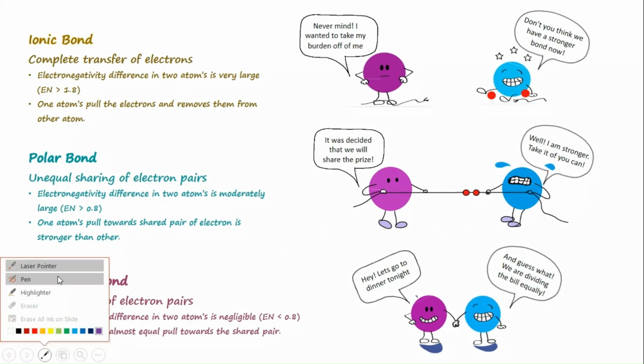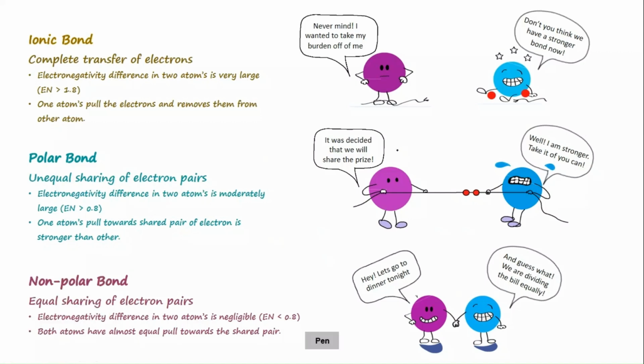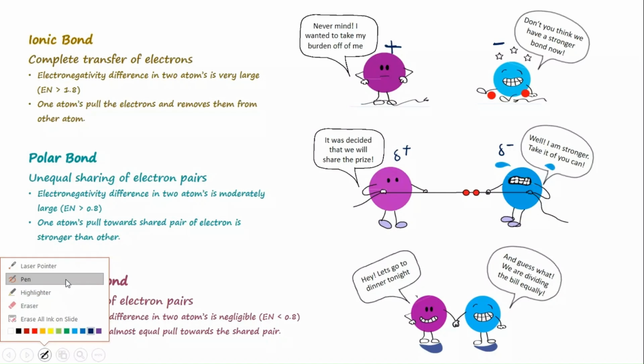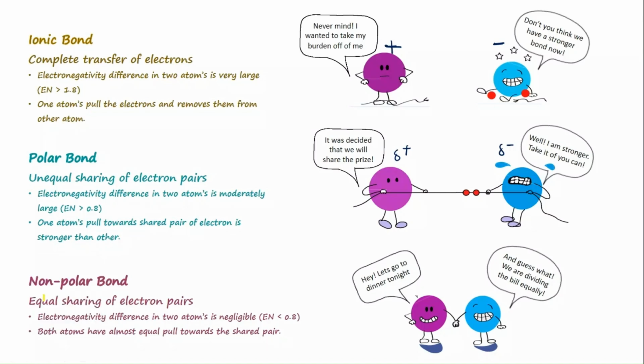But in the polar bond, one atom gets a partial positive charge and one gets a partial negative charge due to the unequal sharing of electrons. While in the ionic bond, one atom gets a complete positive charge and the other a complete negative charge because of the complete transfer of electrons. And one more interesting thing is that electronegativity difference plays a greater role in this. Look here. An ionic bond is formed when two atoms have an electronegativity difference of 1.8. And a polar bond is formed when the electronegativity difference is greater than 0.8.